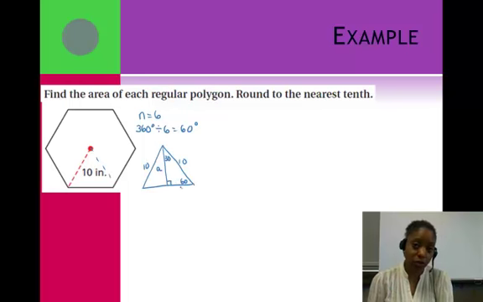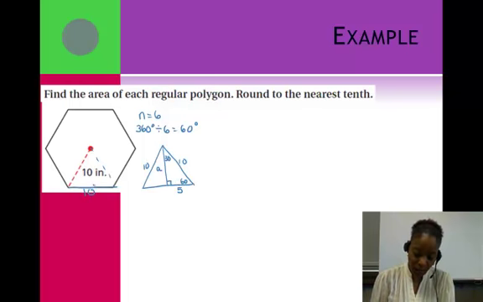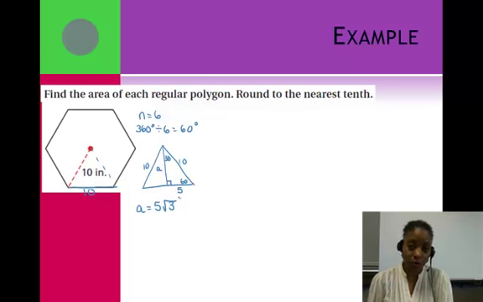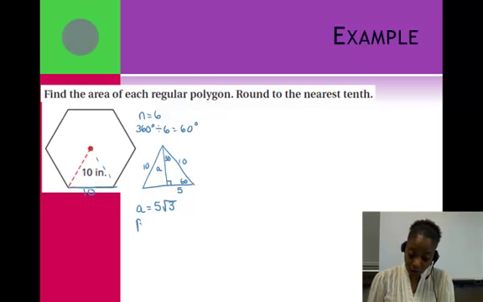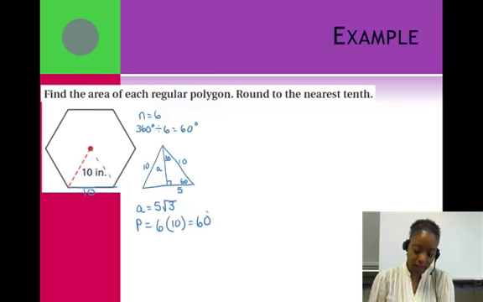So for our 30, 60, 90 triangle, if the hypotenuse is 10, then we know our shorter side is half of that. So this is 5. So this whole thing right here will also be 10. And then we know that the apothem would be 5√3 because it's the length of the shorter leg times the square root of 3. So we know our apothem. We can find our perimeter. There are 6 sides, and they're each 10 units long. So our perimeter is 60.